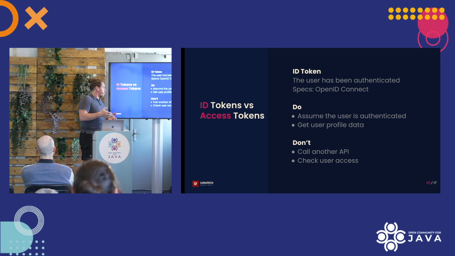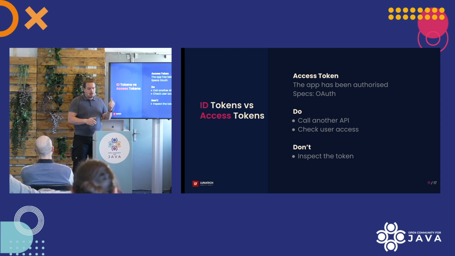What we shouldn't do with those tokens typically is use them to call another API. That's why we have the access tokens. And we also shouldn't check user access either. You could use it in a single application to display maybe the roles that the user has. So for information, if you actually call the backend, you use the access token, and then you verify the claims if the user can really access this endpoint.